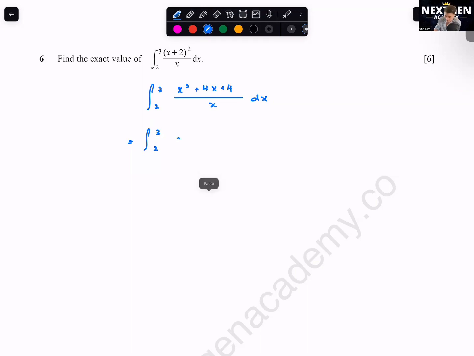Okay, so we simplify it first. x plus 4 over x dx. We are going to simplify it and integrate it. So here now you'll get 1 over 2 x squared plus 4x. 4 over x integrates to 4 ln x.